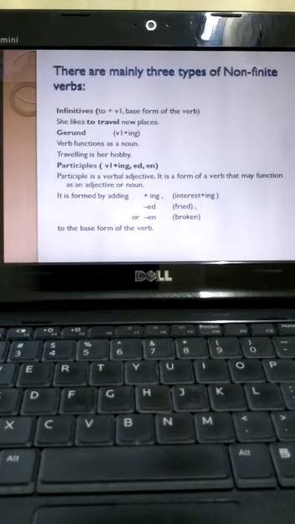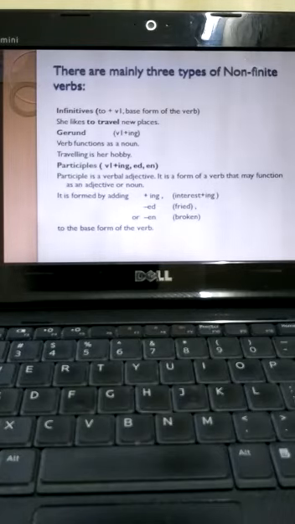Now further to non-finite verbs. Actually there are three types of non-finite verbs: infinitive, gerund and participle. How do we make infinitive? We put to before the base form of the verb, like in example number 1, to travel. And gerund, we add ing to the base form of the verb, like travel becomes traveling, and in gerund the verb functions as a noun.